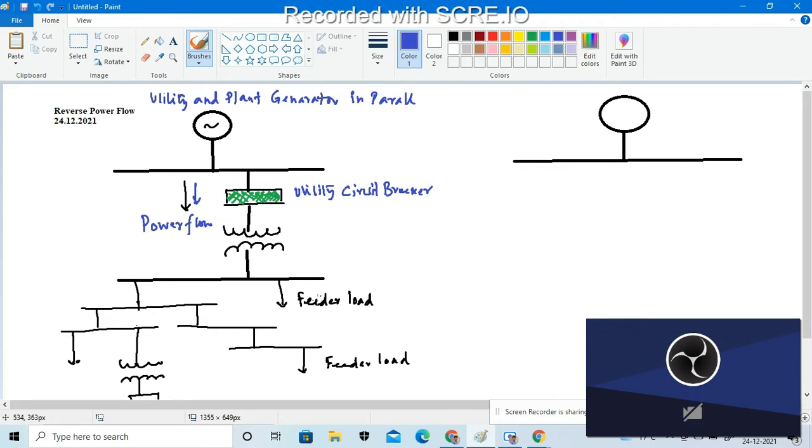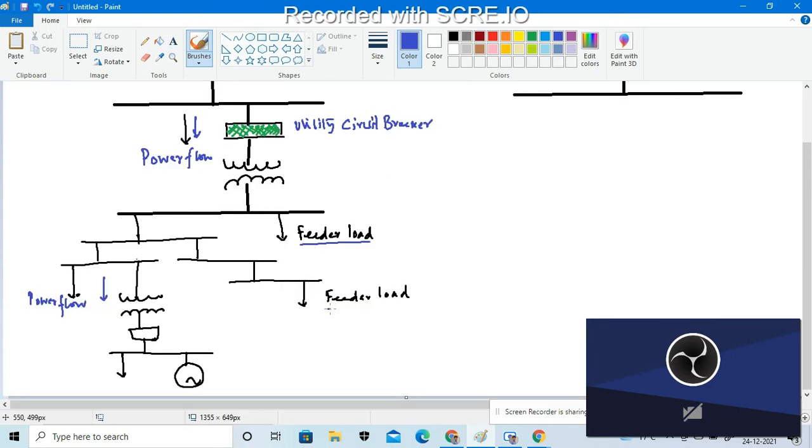Okay, and here we are connecting the feeder load across the grid. And here also the power will flow if it is a parallel connection. So this is also where we are connecting the feeder load. Suppose this is my feeder load 1 and this is my feeder load 2. So several loads will be connected across the grid. Okay, and here we are connecting the local load, right?